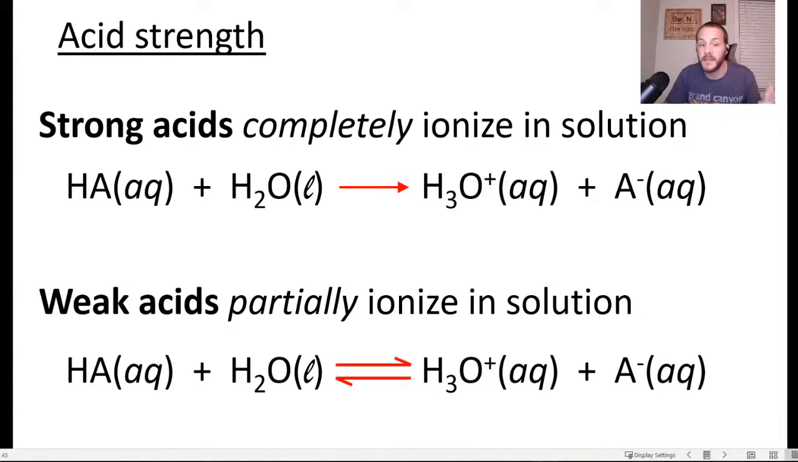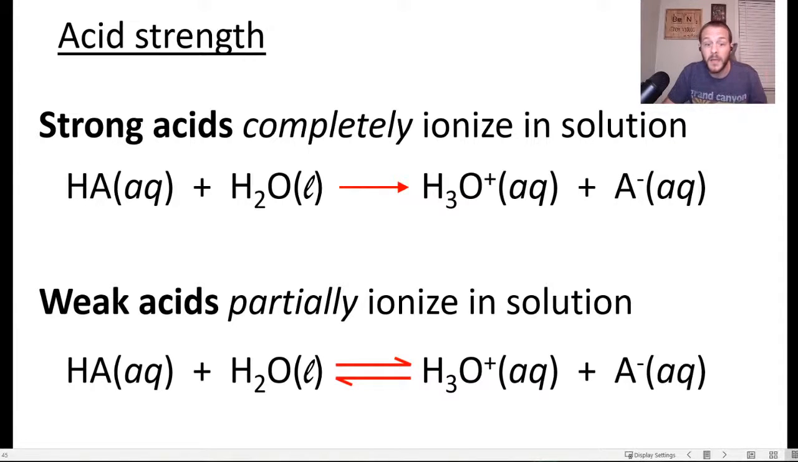And then you have weak acids, which only partially ionize. They only partially dissociate in solution. And so notice that the general form of the chemical equation with a weak acid reacting with water looks the same as it does with the strong acid. The only difference is the symbol that is placed between the reactants and products.